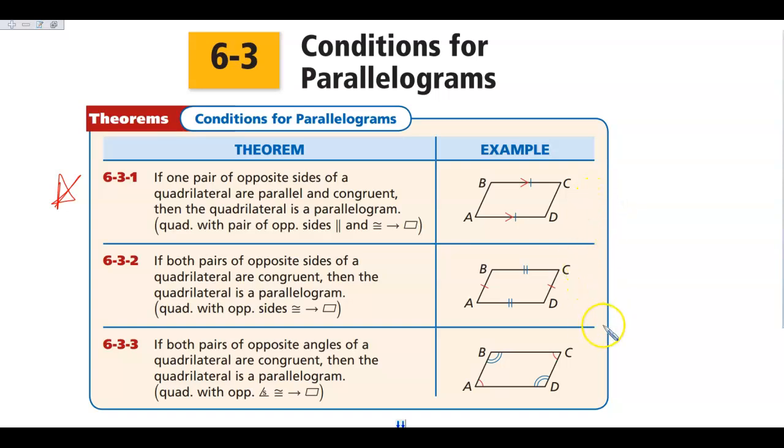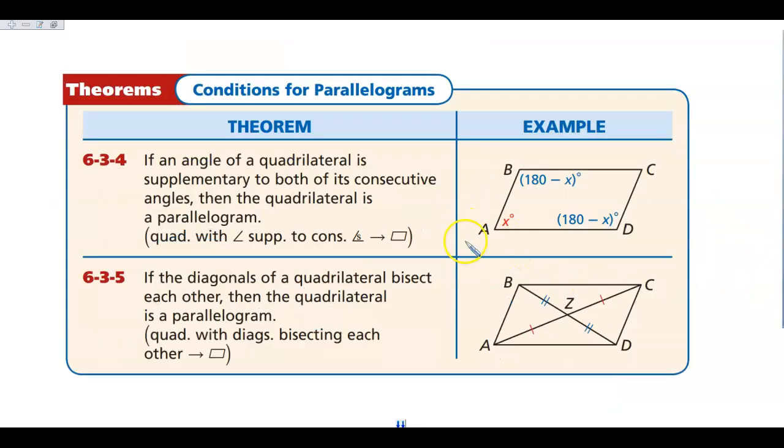Everything else that we're going to talk about right now is the opposite of what we did in the last section. So here I have, if opposite sides are congruent, then I know I have a parallelogram. So in the last section we said, if I've got a parallelogram, opposite sides are congruent. Now I'm saying, if I know opposite sides are congruent, then I have a parallelogram. Same thing here. If opposite angles are congruent, my figure is a parallelogram. Okay, and we're going to talk about if diagonals bisect each other, then it's a parallelogram.